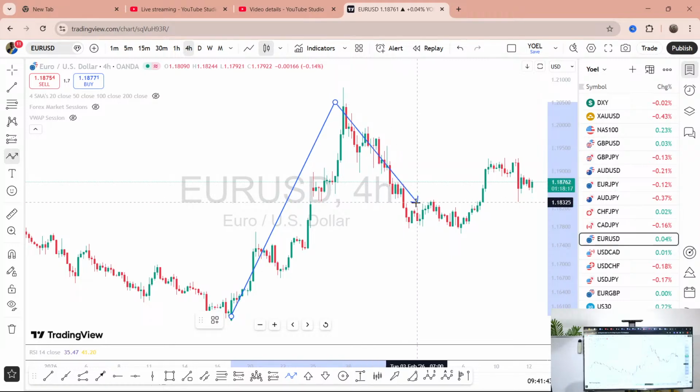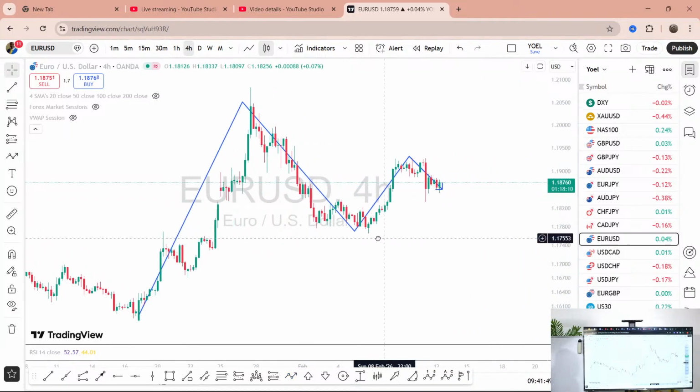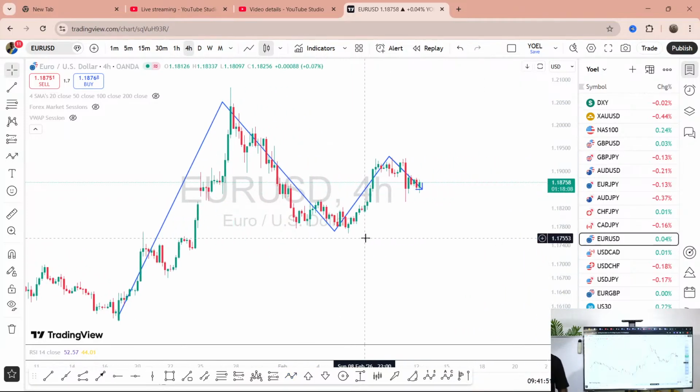Who can tell me what Euro USD is doing right now? On our 4 hours time frame. Who can say what Euro USD is doing? So what's the general trend?